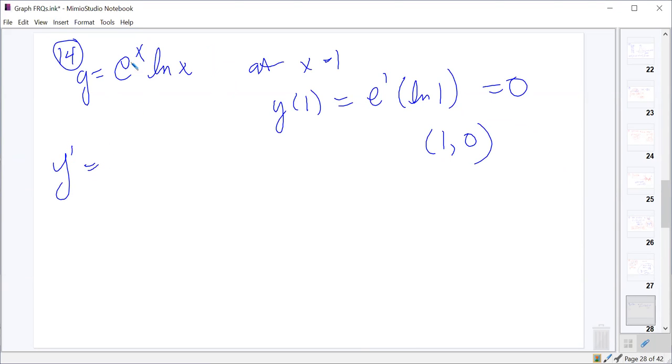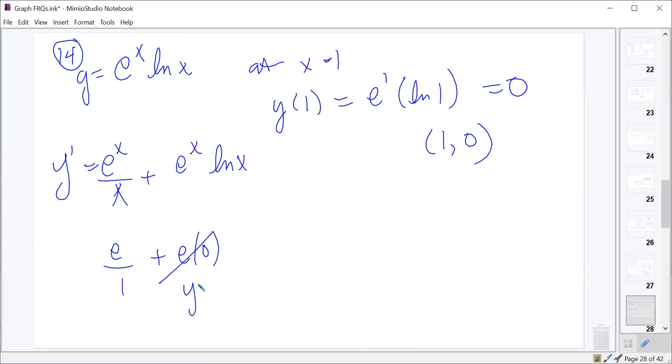y prime ought to be the derivative of this, which is e to the x times the derivative of ln x, plus the derivative of e to the x, which is e to the x, times ln x. And we'll evaluate that at x equals 1. So that's e to the first, or e over 1, plus e to the first times 0. So just e. So y prime is e. Got to be y minus 0 equals e times (x minus 1).